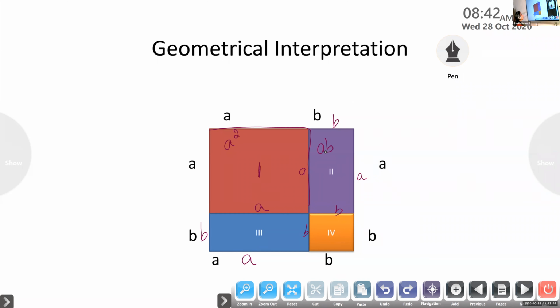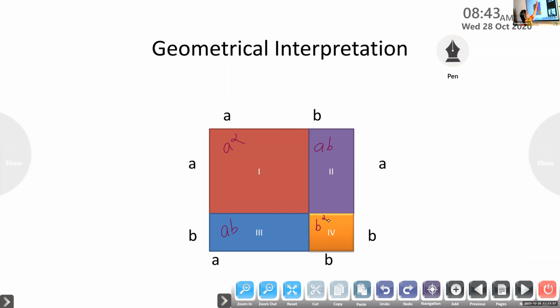And what about the third one? B into A, which is AB. The first is A square. This is AB. This is B into A, or it is AB. BA or AB. And what about the fourth one? What is its area? B square. Very good. Its area is B square.